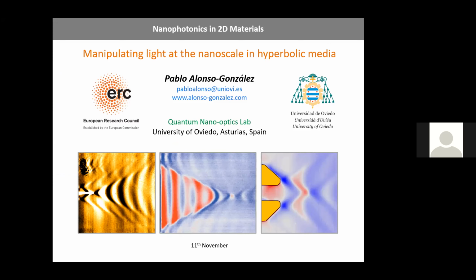Okay, so thanks a lot for the nice introduction, and I want to thank also Luis and Alexei for giving us the opportunity to show our latest results here in this conference. The talk that I'm going to present is going to be focused on two main results that we have published during this last year. They are shown here in these two images.